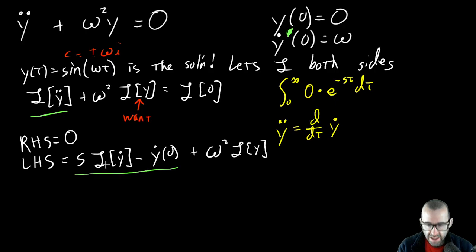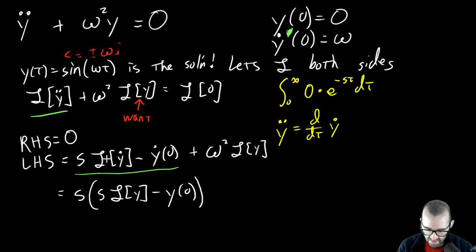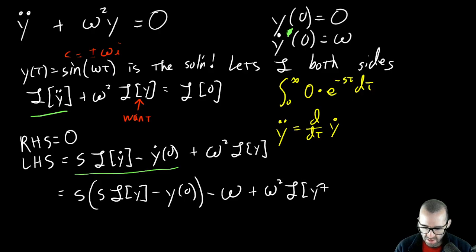Okay. And then we'll use that property again for derivatives. This is going to be s times the Laplace transform of y minus the initial condition. We're still subtracting the y dot of 0. Well, what is y dot of 0? It's omega. Plus omega squared, L of y. And we're actually almost done.